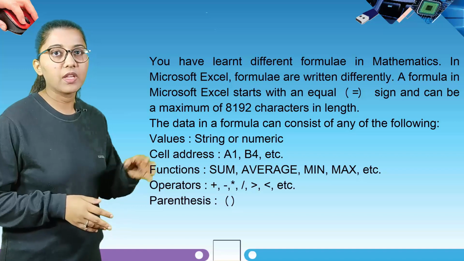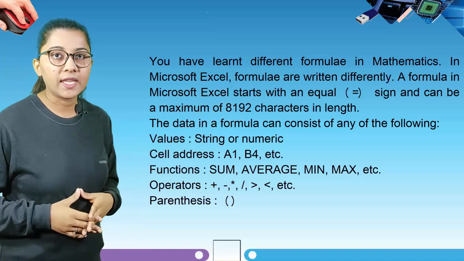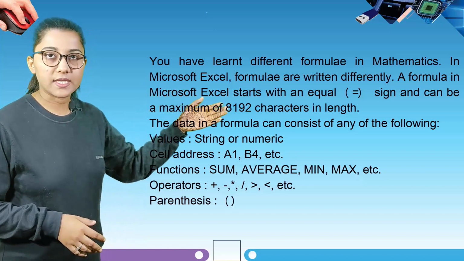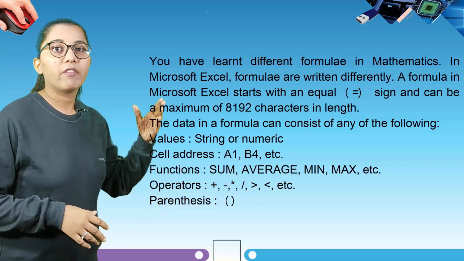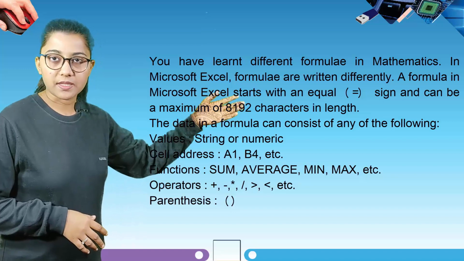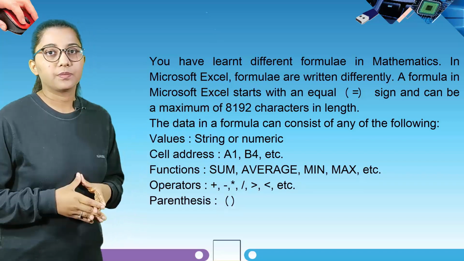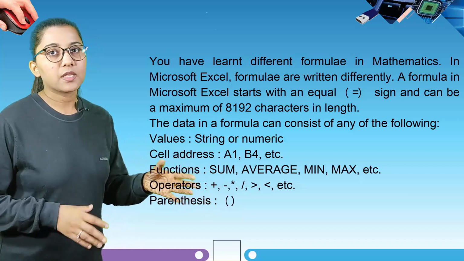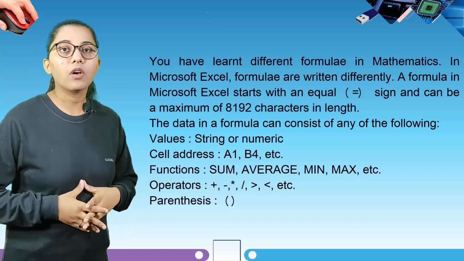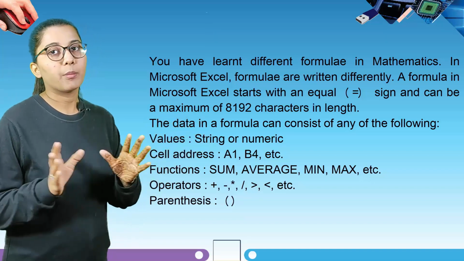First we have values, that is string or numerics, then cell address, that is A1, B4 etc. Then we have functions, that is sum, average, minimum, maximum etc. Then we have operators, that is plus, minus, multiply, division, greater than, less than etc. Then we have parenthesis, that is brackets.